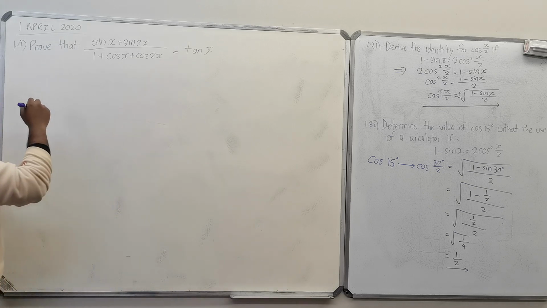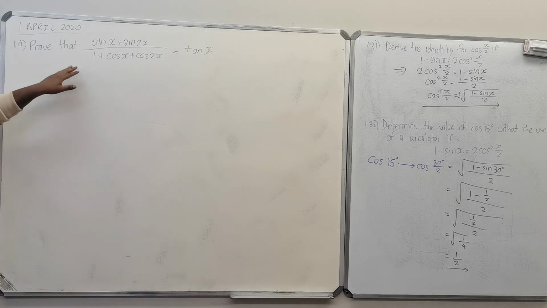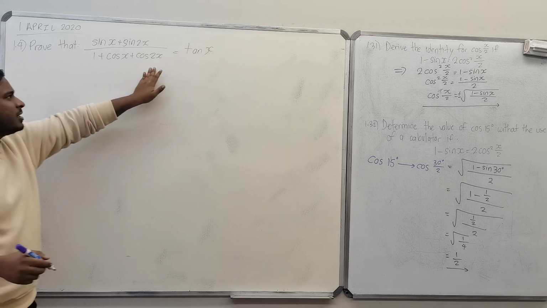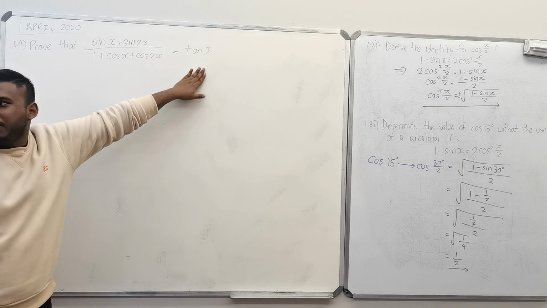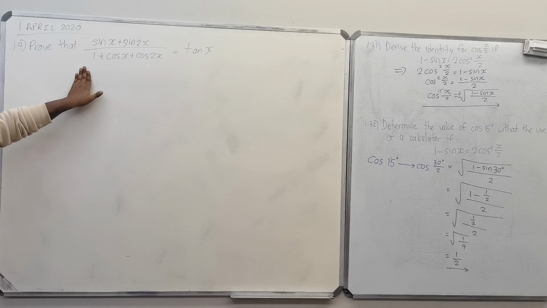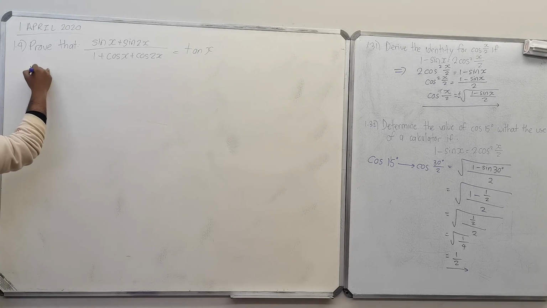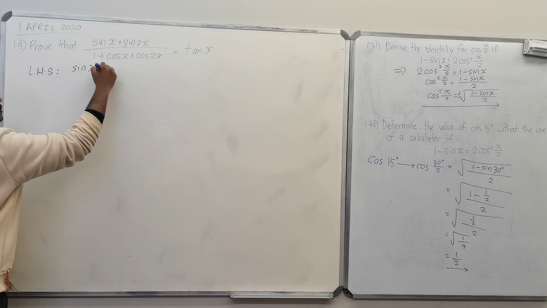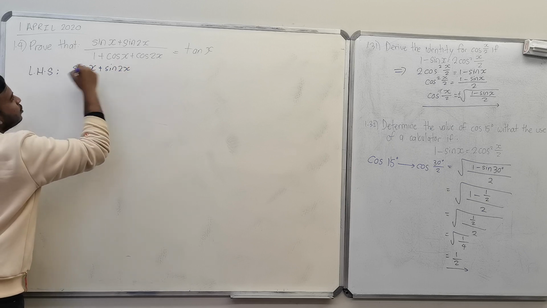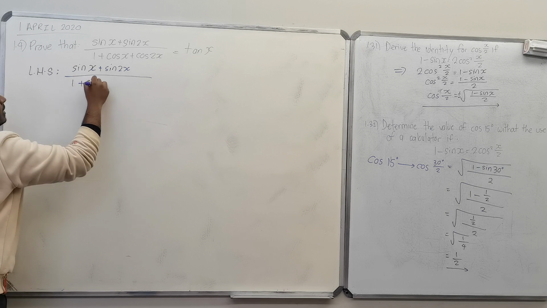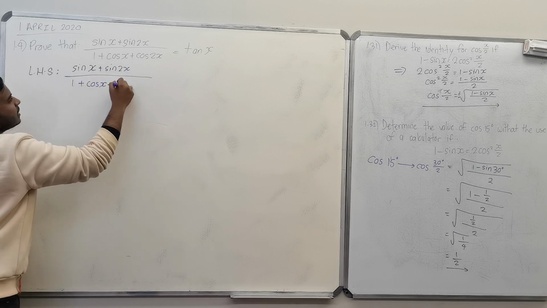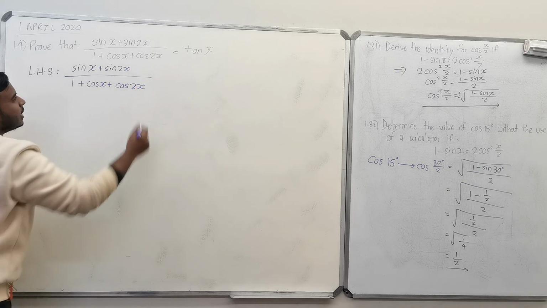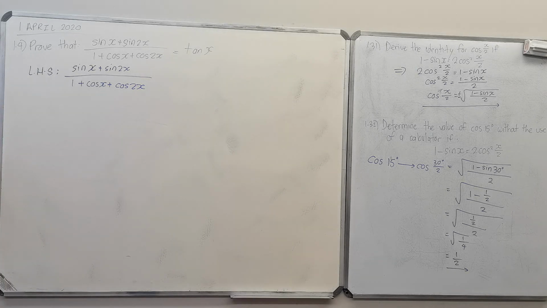So, prove that all of this is equal to tan x. Tan x can't simplify any further, right? So obviously we need to work with this. So you'd say left hand side: sin x plus sin 2x all over 1 plus cos x plus cos 2x, right? Make it equal to tan x.